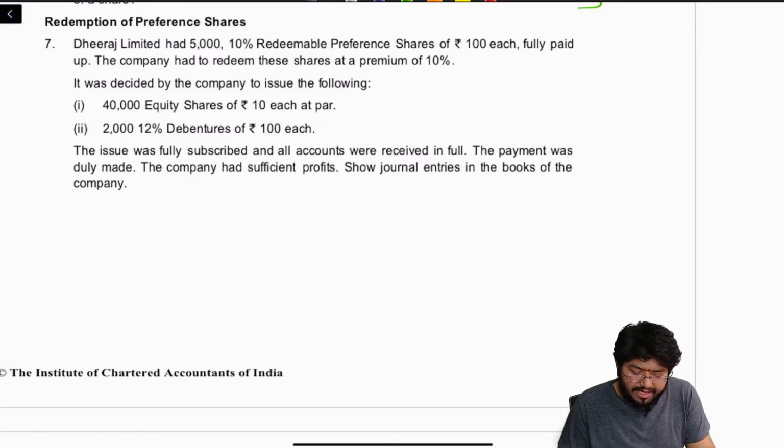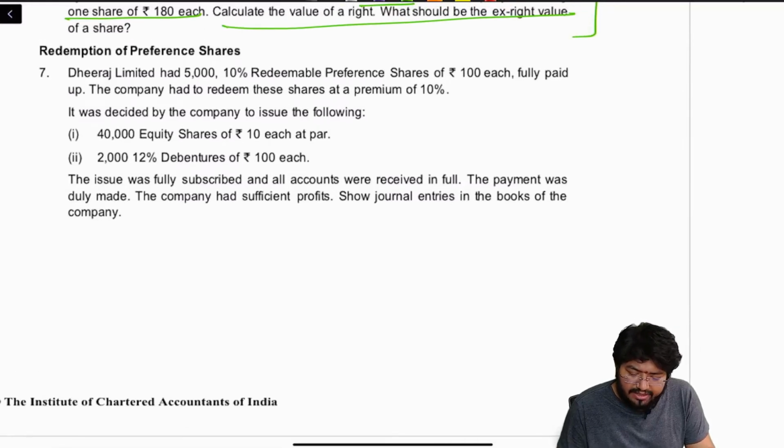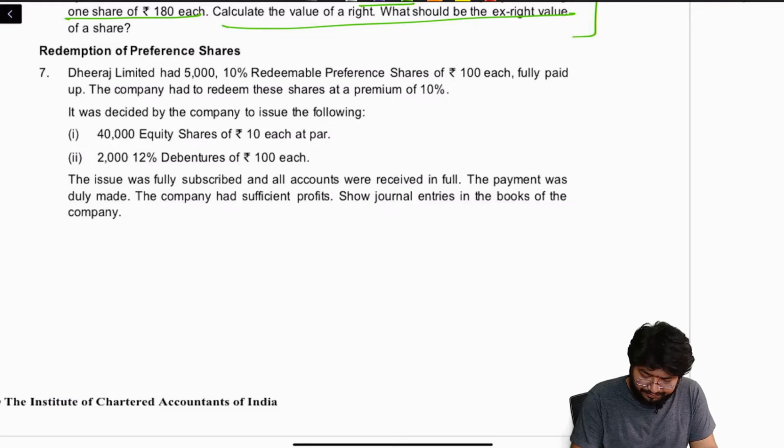The payment was duly made. The company had sufficient profits. Show journals in the books of the company. Now, this is a question regarding your redemption of preference shares. Okay, so how many shares is he redeeming? 5,000 shares. 5,000 preference shares is what he is redeeming. To redeem this, he is actually issuing fresh shares and debentures.